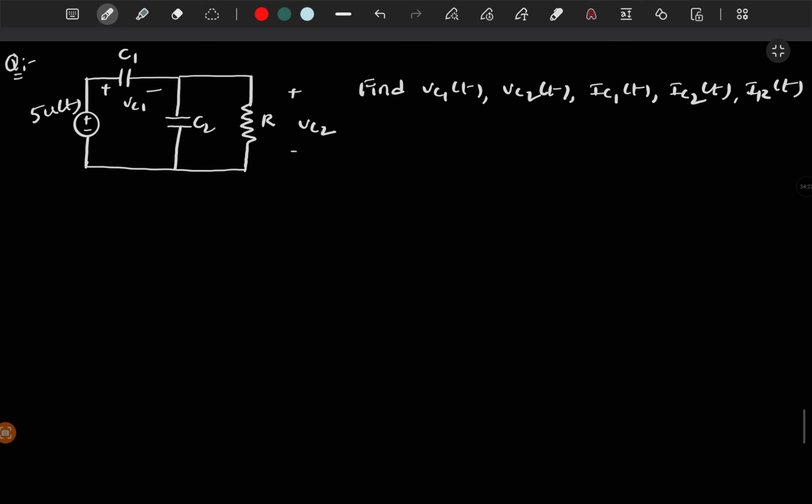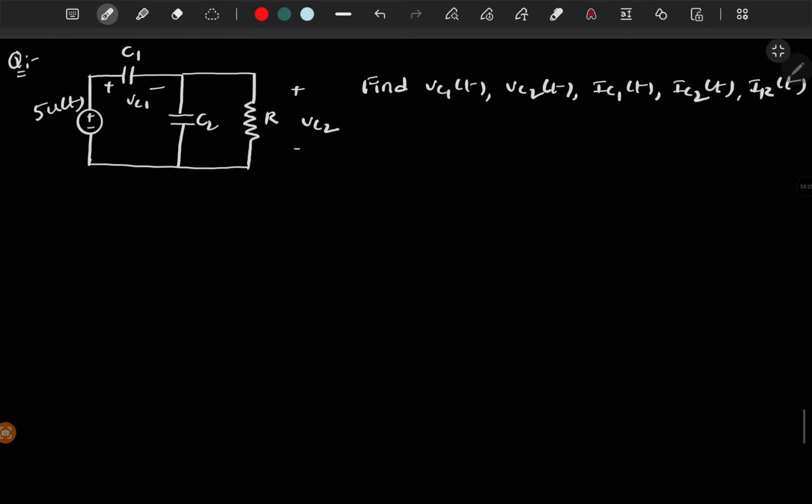And we can discuss one more circuit. So the circuit is given, and similarly the voltage 5 volt is applied for t greater than 0.